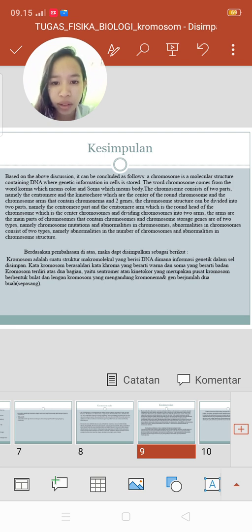Chromosome deviations are of two types, namely chromosome mutation and abnormalities in the chromosomes. Abnormalities in the chromosome consist of two types, namely abnormalities in the number of chromosomes and abnormalities in the chromosome structure.